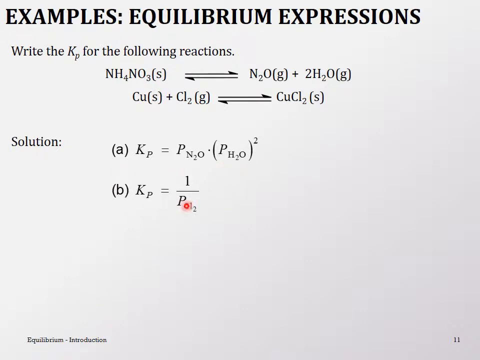The Kp expression for the second equation, in the product you don't have anything, so the product remains 1. And in the reactants, you only have one gas, which is Cl2. So you just take the pressure of Cl2. So keep it simple, okay? Don't make it complicated. So no solids and liquids in Kp or Kc expressions.